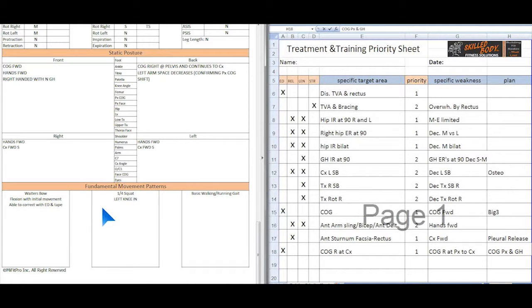Okay, moving on to fundamental movement patterns. Waiter's bow. He flexes initially, and he's able to correct with education and tape. So this is definitely a priority 1 item for us. We're going to make sure that he educates his waiter's bow. That's a priority 1, flexes early. Tape is what I'm going to use to correct it.